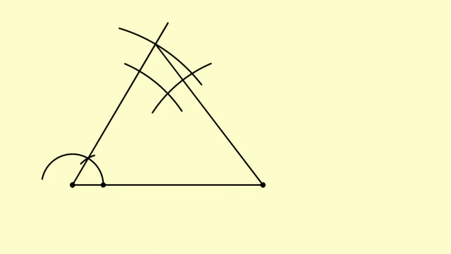Now we can just join the intersection of these arcs, and we'll get the perpendicular bisector of BC. So I've just drawn the perpendicular bisector of BC. It should come exactly in the middle of line segment BC. Now the first part is done.